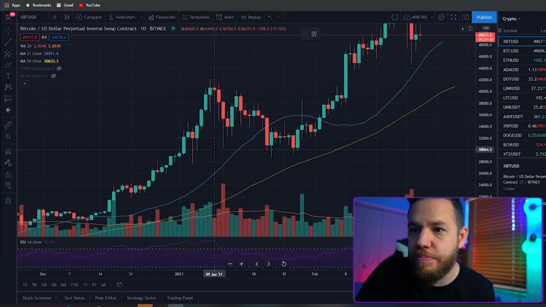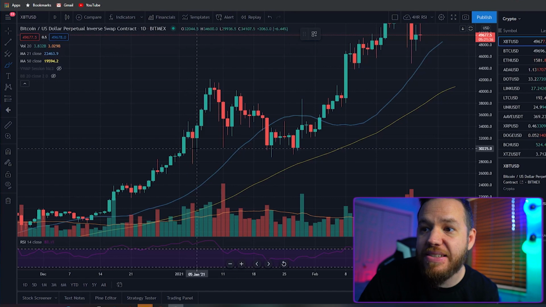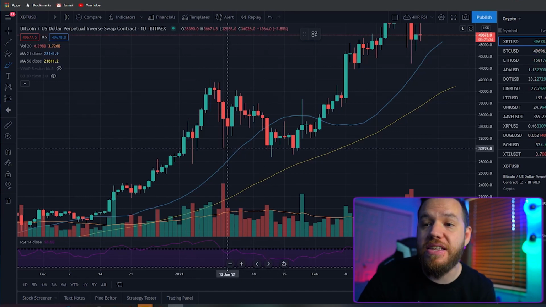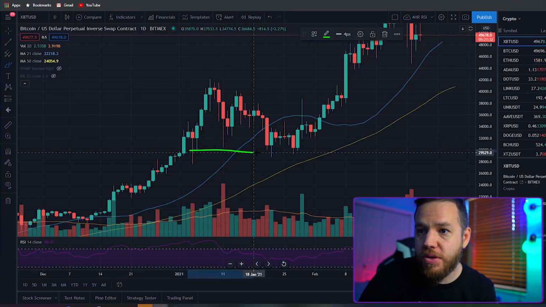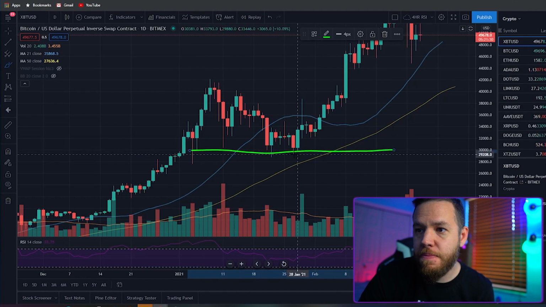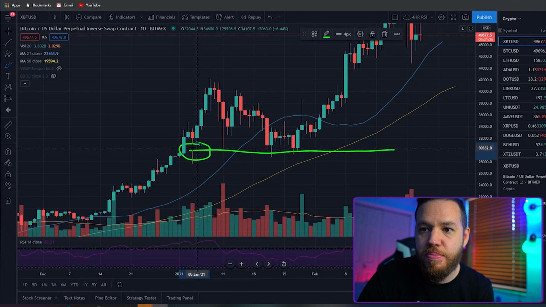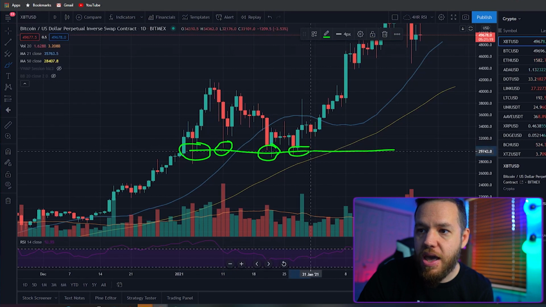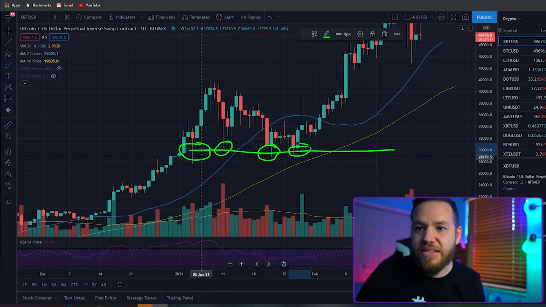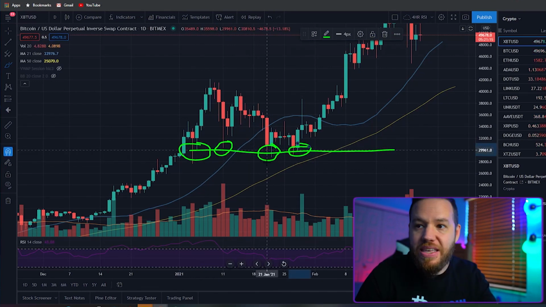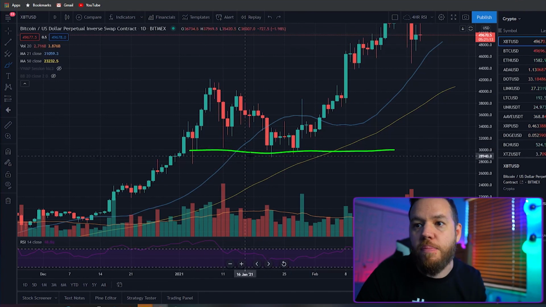If we look at this Bitcoin chart right here, we can identify really quickly where the price has bounced, which would be the support. So I'm going to just draw a line, and we will see that the price has respected it right there. We have seen a bounce, another bounce here, a bounce here, and a bounce here. So that's 4 different touches, making this a very strong support right here, right?